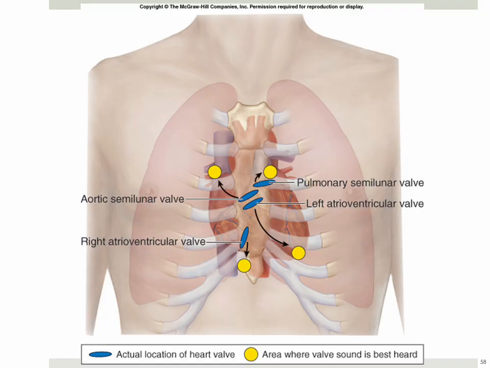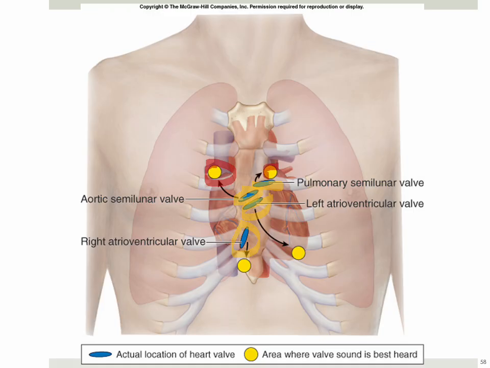Here is an image of a chest. The blue pieces are where the valves are located. The yellow pieces are where you will hear them with your stethoscope. So you will hear the aortic valve on the right side.